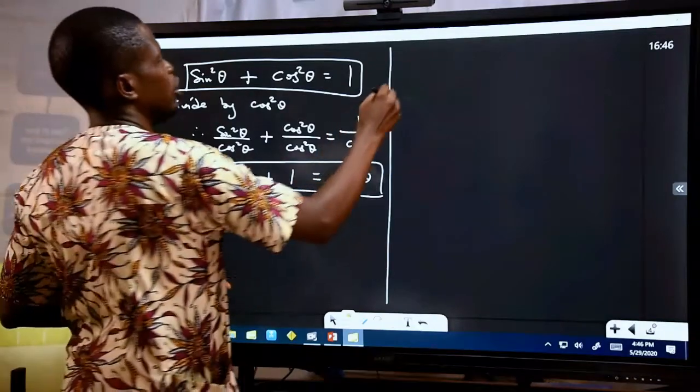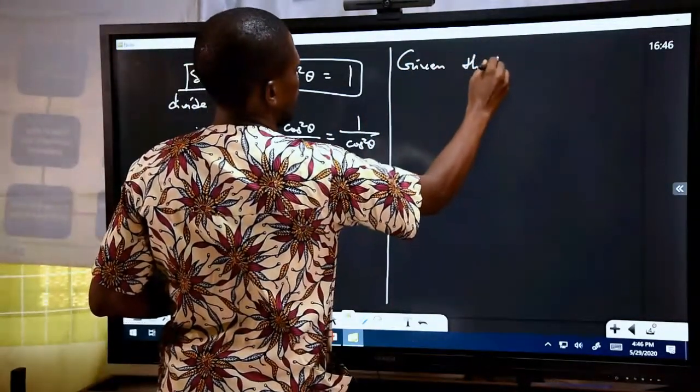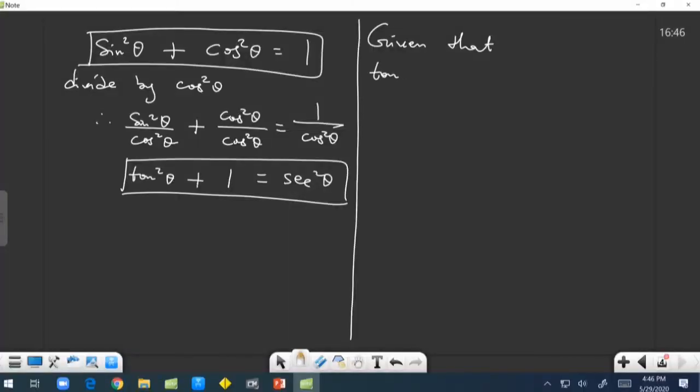Let's assume that you are given that tan theta is equal to 1 over 2. Find sec theta. How do you find sec theta? You can solve this using this identity. So we have a solution to this.